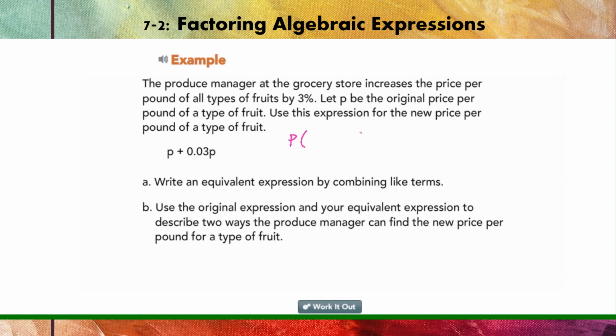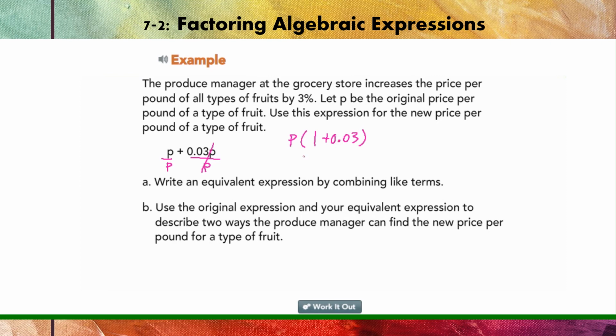So remember, you put your greatest common factor outside of the parentheses, and to figure out what goes inside, you have to divide each term by the greatest common factor. So what is P divided by P? It is 1. And then what is 3/100 P divided by P? This cancels out, and we will technically be left with 3/100 times 1. So we are left with a positive 3/100.